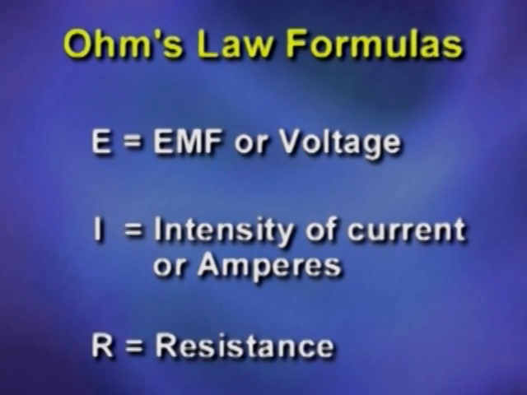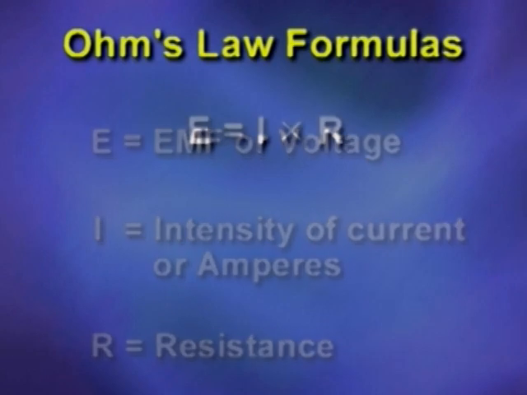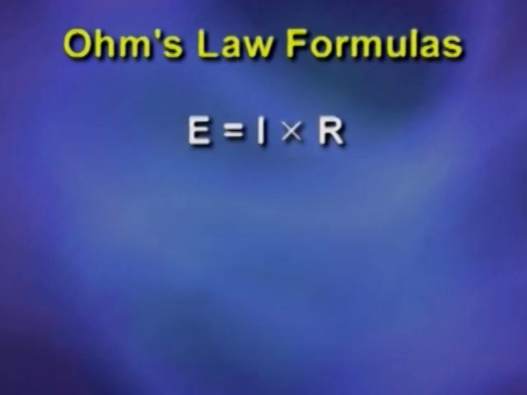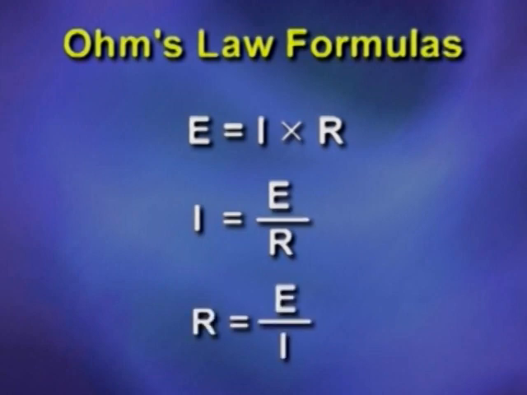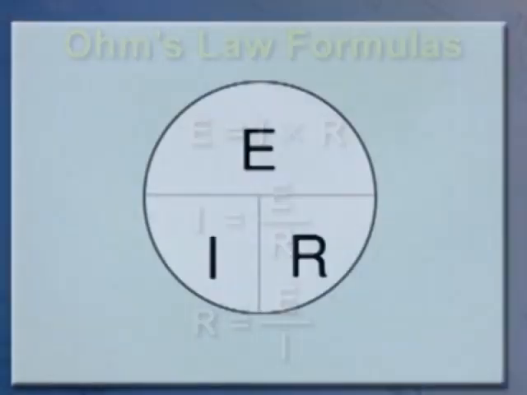There are three basic Ohm's law formulas. Voltage is equal to the current flow times the resistance, or E equals I times R. Current flow is equal to the voltage divided by the resistance, or I equals E over R. And resistance is equal to the voltage divided by the current, or R equals E over I. A simple chart can help you remember these formulas.